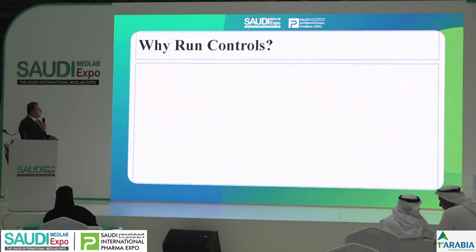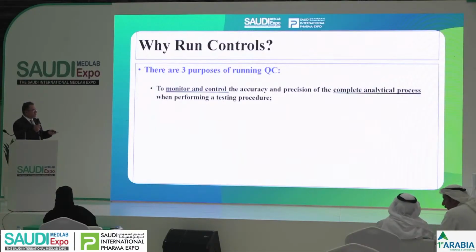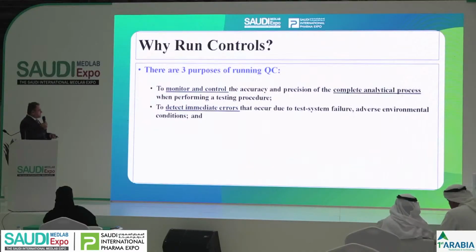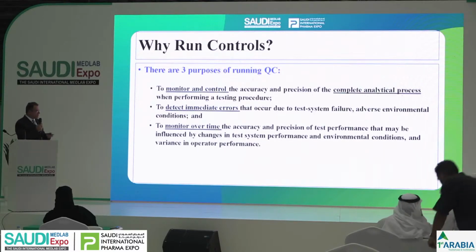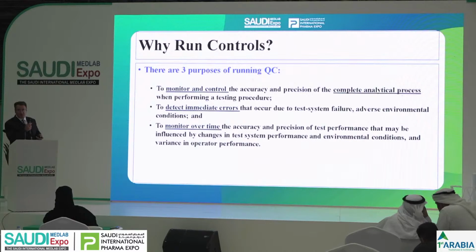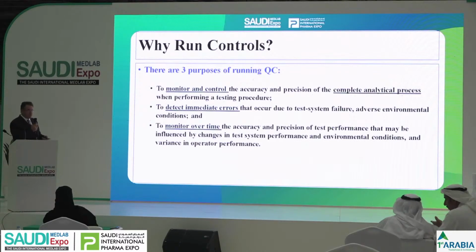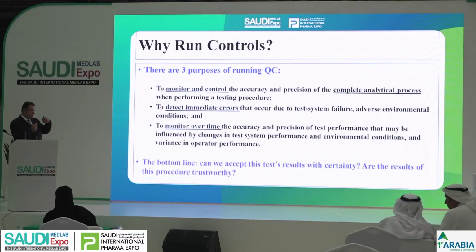Why run controls? Well, there are three purposes of running the QC. First, to monitor and control the accuracy and precision of the complete analytical process when performing patient testing. Second, to detect immediate errors that occur due to test system failure and adverse environmental conditions, and to monitor over time the accuracy and precision of the test performance that may be influenced by changes in the test system performance and the environment, and also by the personnel.